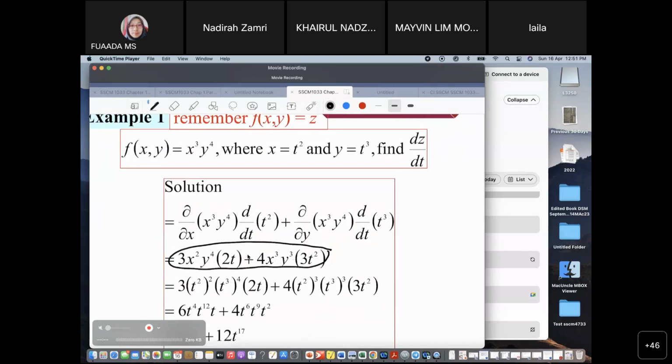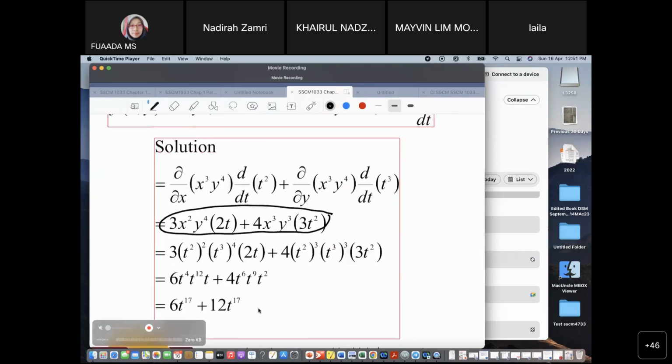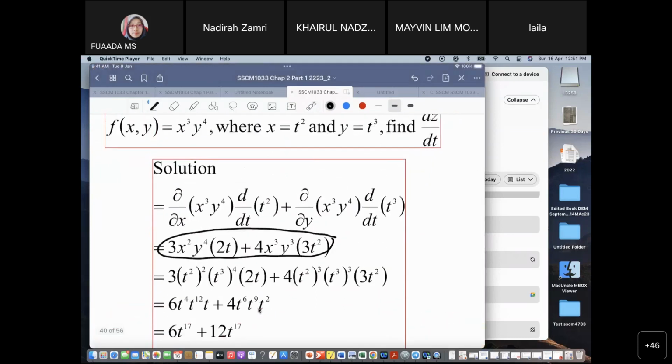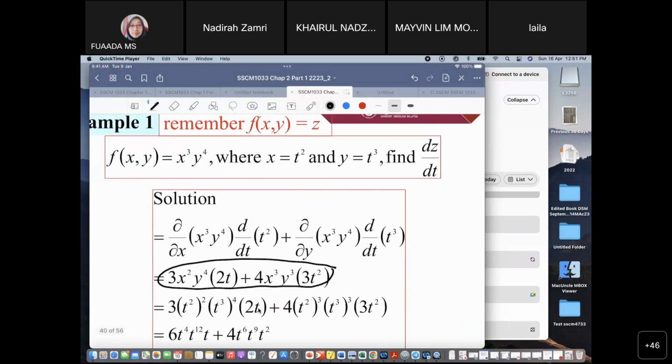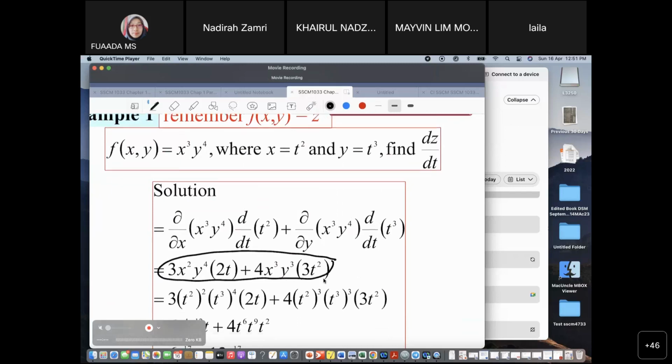That means you have to replace all the x and y that you have. For example, for this x squared, you have to substitute x as t squared, so t to the power 4. All the x and y you have to replace by t, and your final solution must be in terms of t. If the question asks you to leave your answer in terms of t, you must make sure your final answer has only t. But in this case it is not mentioned, so you can leave your answer just like this.